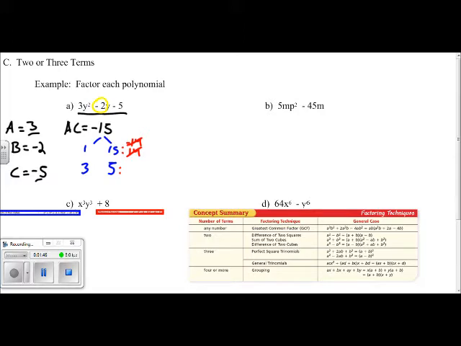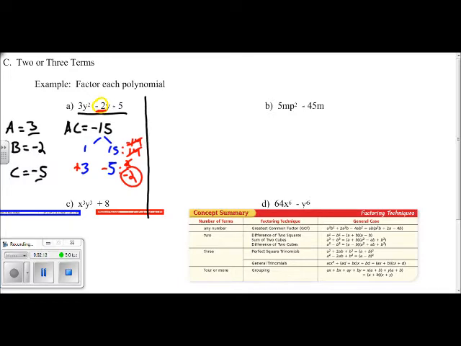We have 3 and 5. Let's say that 3 was negative and 5 was positive, in which case we'd have 2. But if 3 was positive and 5 was negative, we would have negative 2. And the negative 2 is what we were looking for, B. So we know that that was when 3 was positive and 5 was negative. So those are the factors we're going to be using.